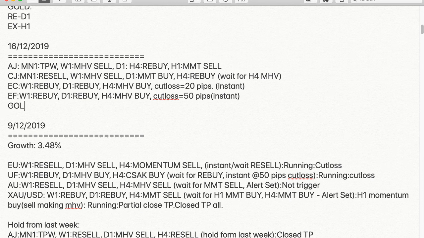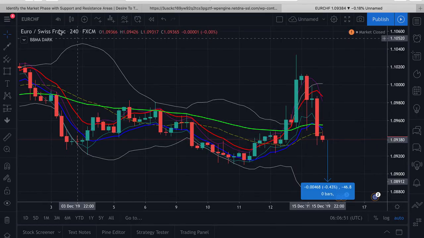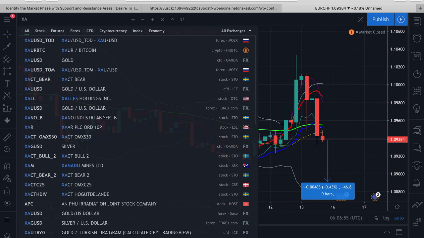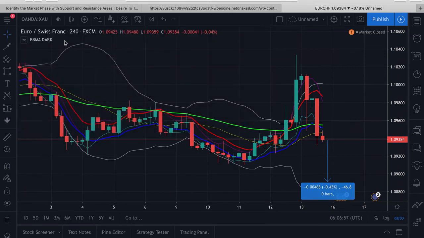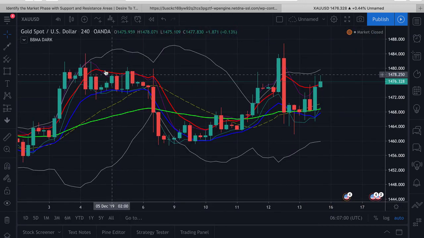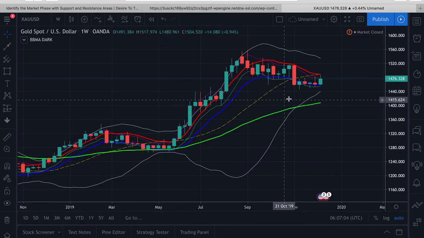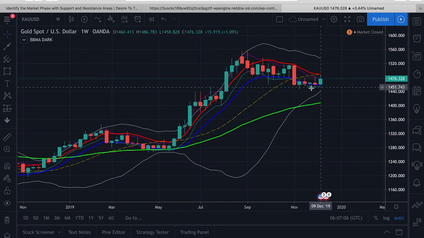So last one, I want to look at gold. Gold is XAU USD. Okay, gold on weekly, we can see on weekly is a MHV buy, right? Price is making a move. It goes down here, but it did not close below this and starts to make a move upward.